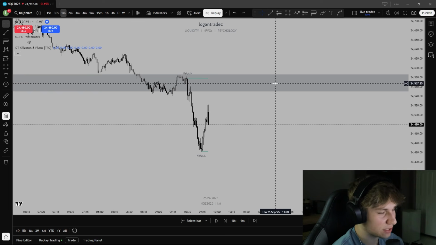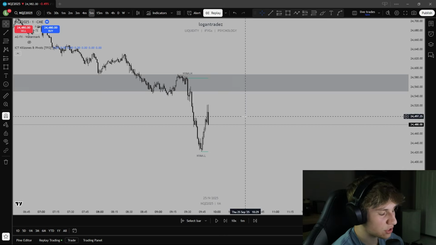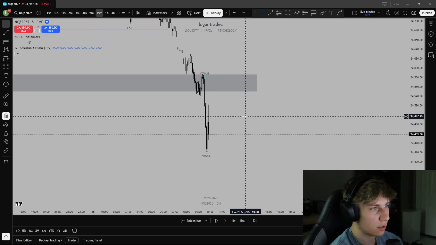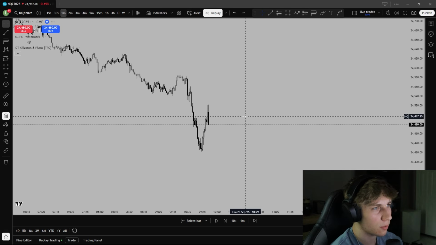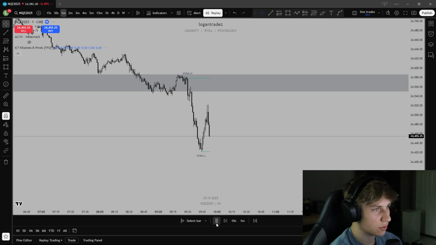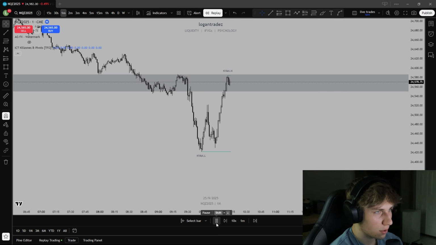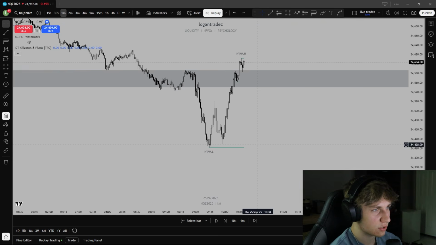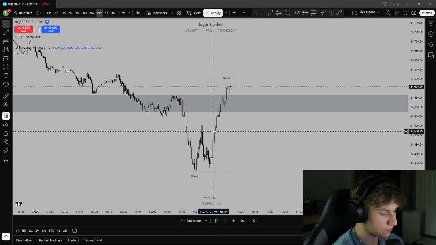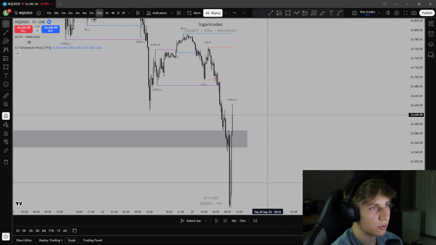I'm not going to show a continuation setup here, but for continuations, you always want to look for delivery. You've got to get a pullback. You don't want to short all the way at the lows here. That's way too far in discount. Now here, we get a nice fat little pullback.